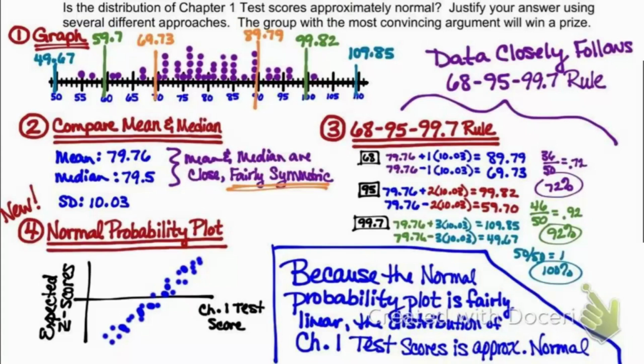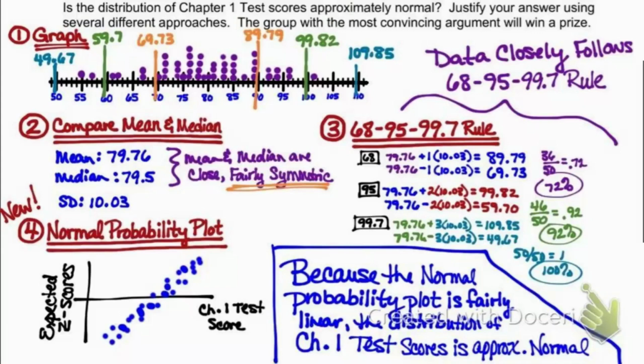So the mean was, what, 79.76? So right about here. One standard deviation away on either side, so adding and subtracting 10.03 from the mean would put it at 69.73 and 89.79. That captures 36 out of those 50 test scores. 36 dots in there. That's 72%. Is that about 68%? It's a little bit off, but it's about-ish.